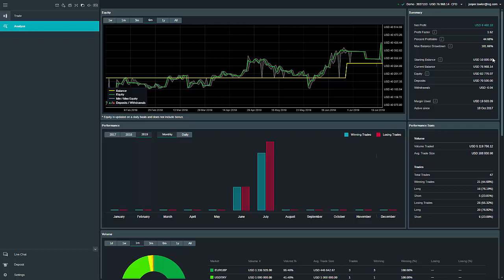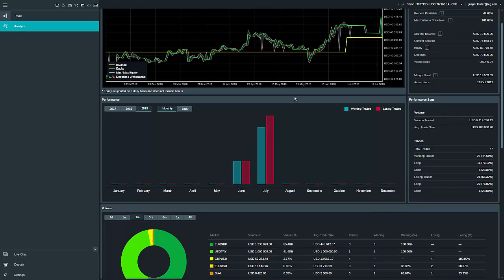There's your balance, how your equity is changing according to current market positions, the deposits and withdrawals that you've made, how long the account has been active, and obviously the amount of margin you've been using.